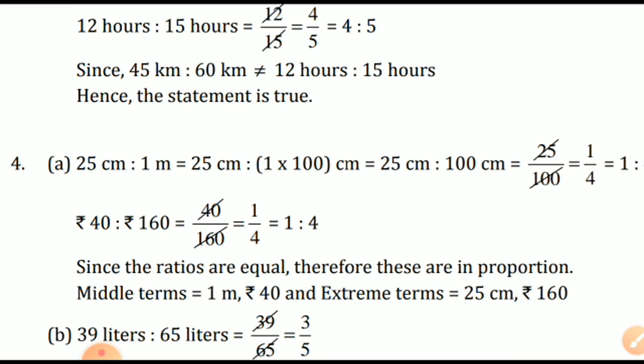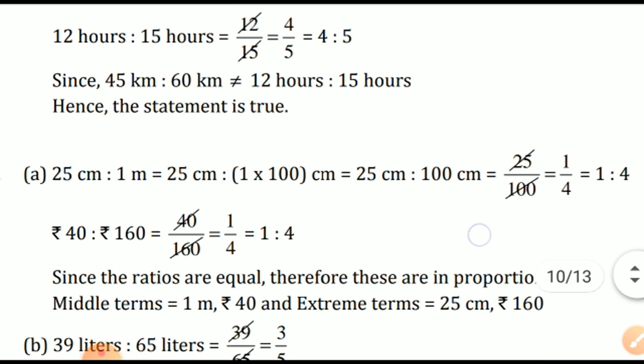Question number 4A. इधर आपको दिया बेटा सेंटीमीटर और मीटर. Before there you should have to know how much centimeter is equal to 1 meter. Is it correct? So you can say that 25 centimeter is to 1 meter is equal to 25 centimeter into 1, that is 100 centimeter. Reduced form is 1:4. Same way, here rupees are given and that ratio is 40 upon 160. Rupees will cut. You are having only a number 1 upon 4. 4 1s are 4 and 4 6s are 160. Correct answer beta. See both the ratios are equal. Therefore these four numbers are in proportion.